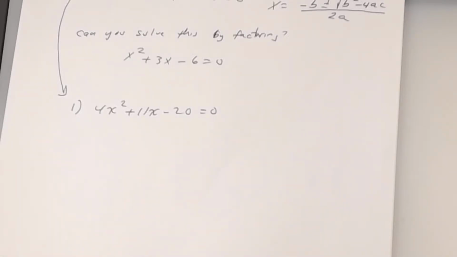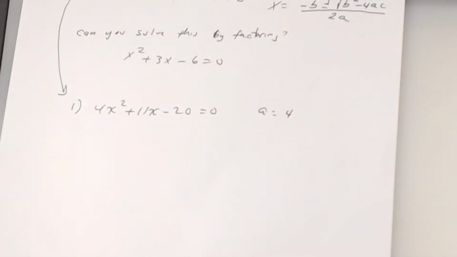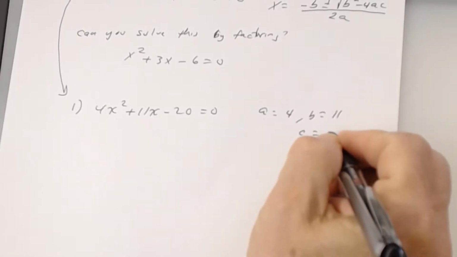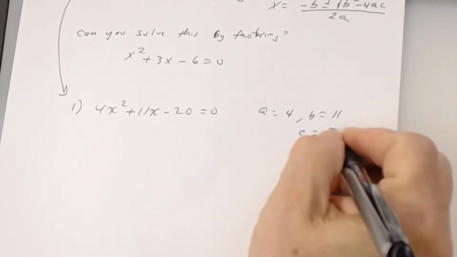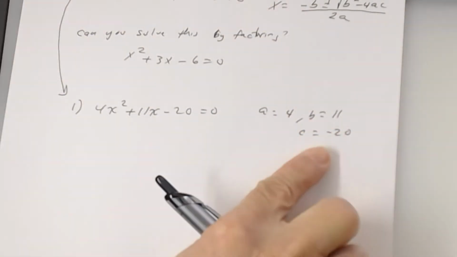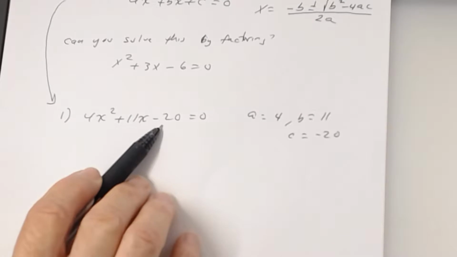Then it says identify a, b, and c. So what's a in this case? 4. a is the coefficient of x squared. What is b? 11. And what is c? Not 20. Negative 20. You've got to keep the sign. So if you use the wrong sign, then your solutions will be incorrect. So before you plug a, b, and c into the formula, make sure that these are exactly correct. a is positive 4, b is positive 11, and c is negative 20.